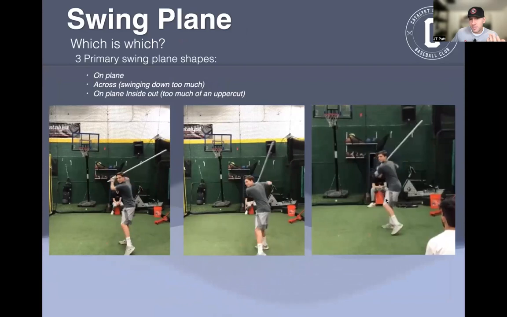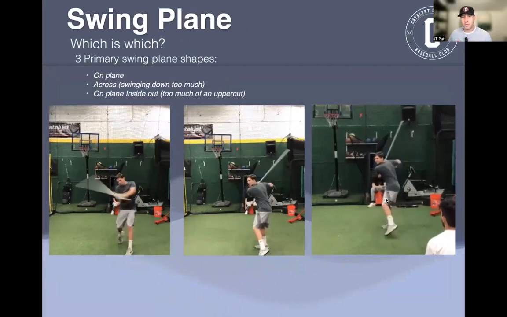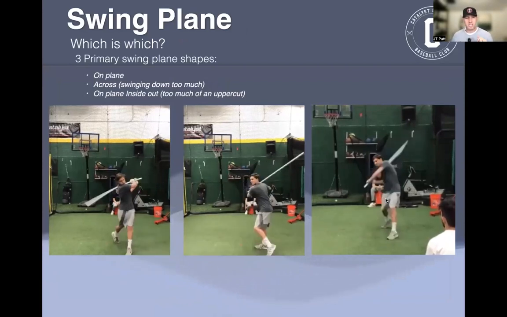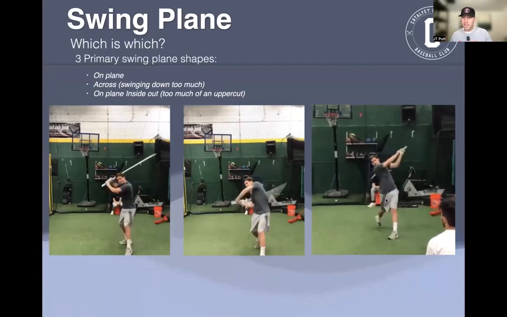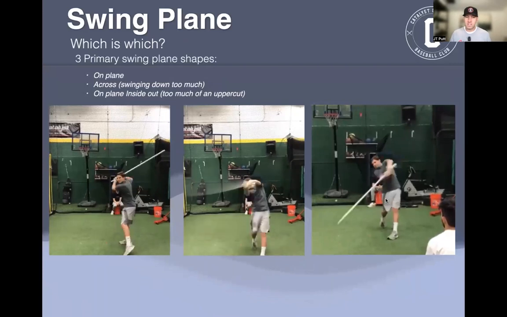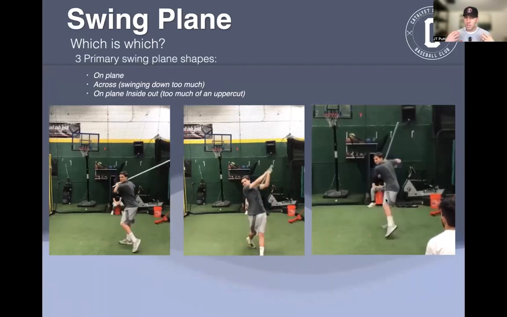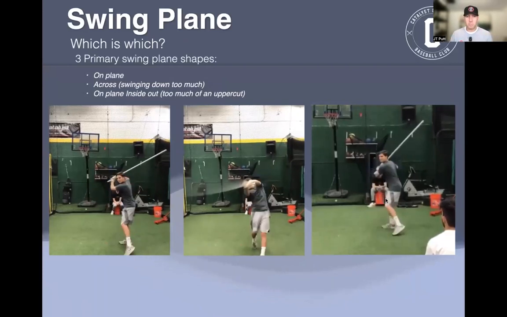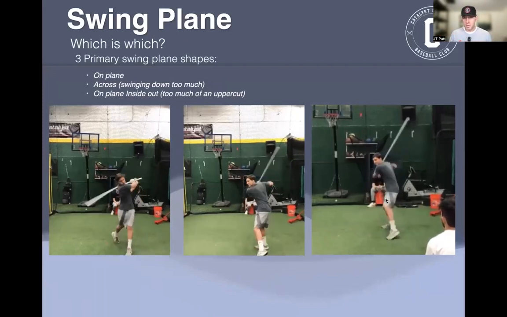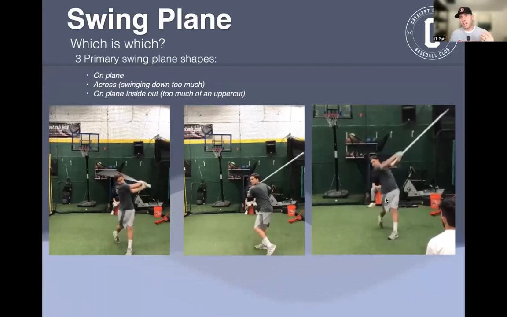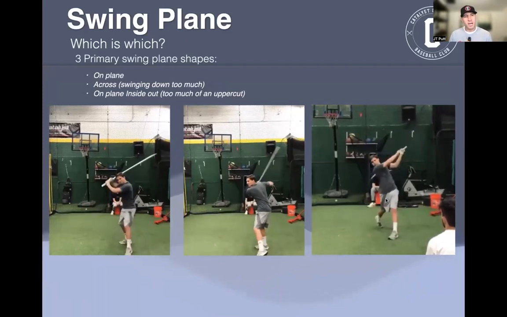And if they're able to identify the shape, then they can do reps in front of a mirror just like this and start to get a good feel for what it feels like for them internally when they're on plane, when they're inside out, when they're across. And that helps them become more in tune with their own swing and be, hopefully, their own coach to an extent, a little bit more, being able to feel, oh, I was inside out or across on that one, right?